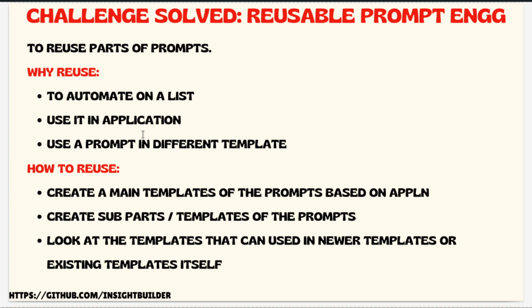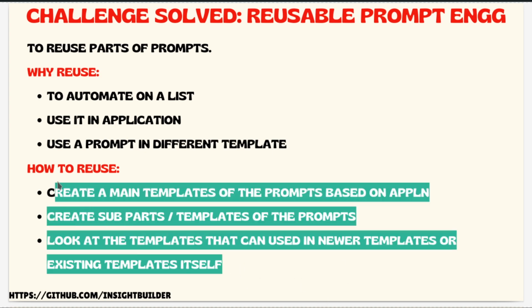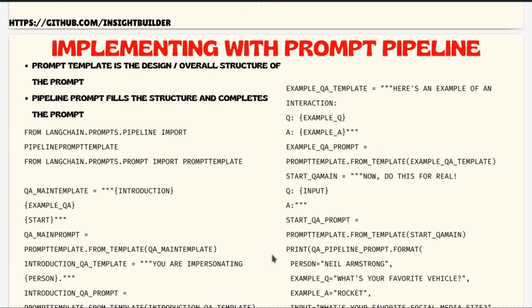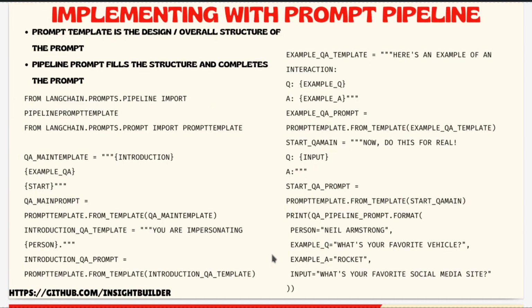And here are some of the ideas that have been provided for how to reuse. You can create main templates and then prompts based on the application. Then you can create subparts. And once these subparts or the templates have been created, then you can reuse them. This particular step that you see here, I'll be showing you how it is done in the example. So here is the implementation with the prompt pipeline.